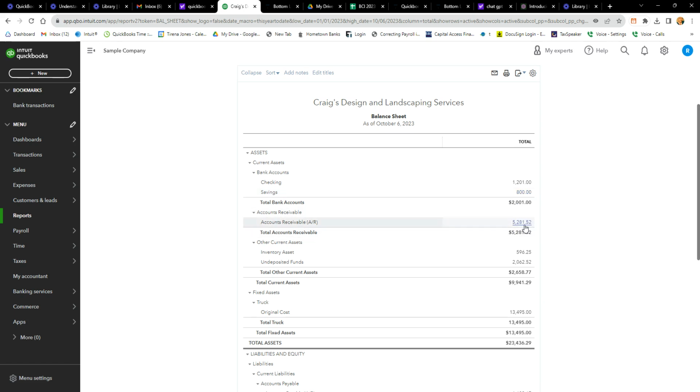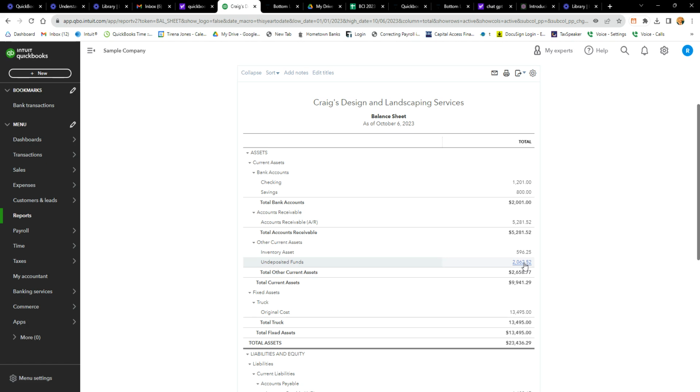This accounts receivable shows what our customers owe us as of today, October 6th, right? Inventory 596, that's what we have as inventory out in our warehouse. And then we have undeposited funds, which should be money that you've recorded, maybe a check from your customer that you've recorded but haven't put in the bank yet. So these are all assets. These are things that you own. So think about assets as things you own, right?